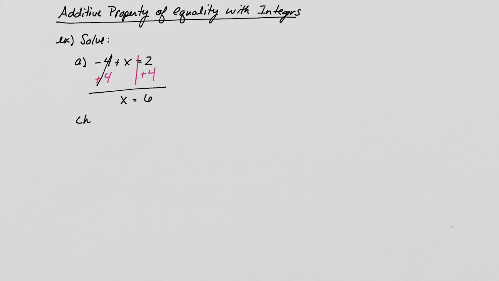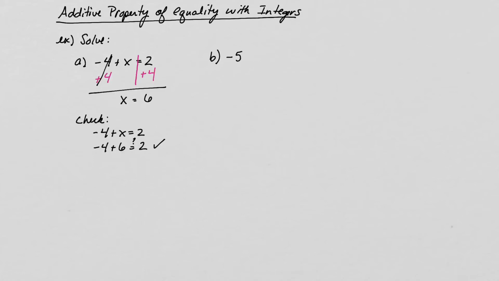And again, you can always check your answer, right? So my original problem was that -4 plus x equals 2. So if I take this 6 here for x and I plug it in, we're saying -4 plus 6. I want to know, does that actually equal 2? And yeah, it does. So I know that I did the problem correctly then. So let's try another one.